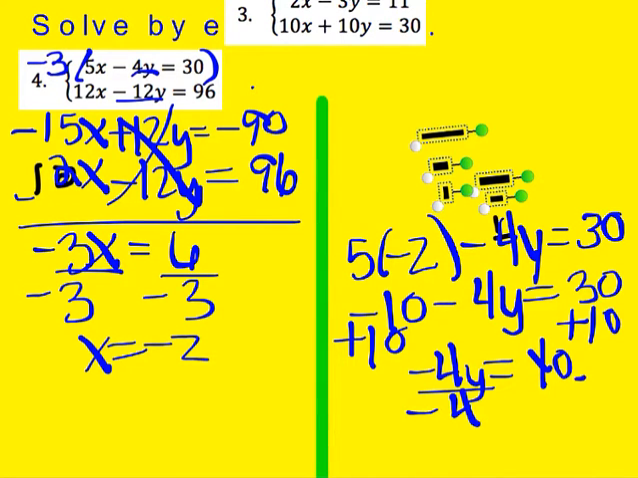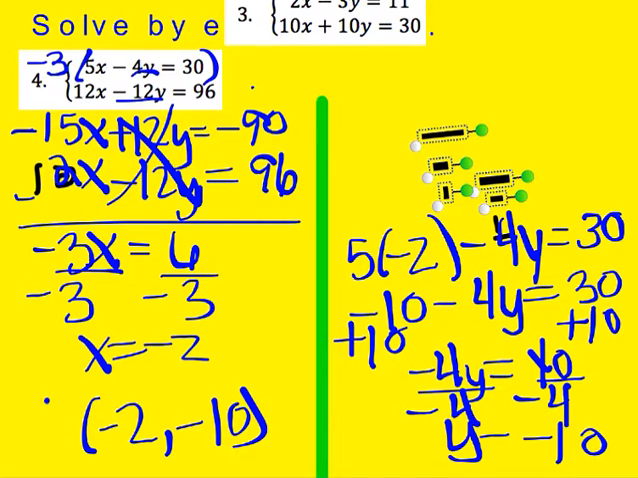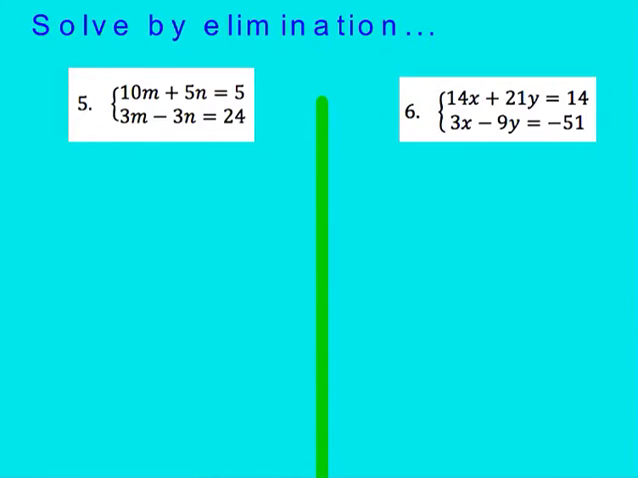Divide both sides by negative 4, and I end up getting that y is equal to negative 10. So then my answer is negative 2 and negative 10. So that's my final answer for number 4. Now let's take a look at number 5.